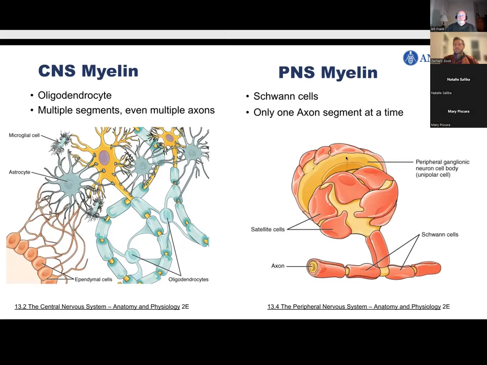And here you can see this is the bipolar neuron, the same thing. So this is the axon. This here would probably be the dendrite coming in, so the signal would be passing this way. And then here you have the cell body set off, recessed off of the way of the impulse. But yeah, like I said, that's the difference between peripheral nervous system myelin and central nervous system myelin: the oligodendrocytes do multiple segments, even multiple axons. Schwann cells are only one axon segment at a time.